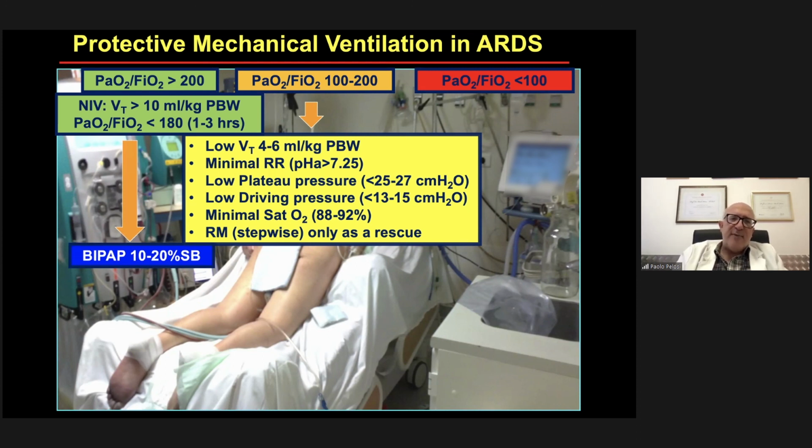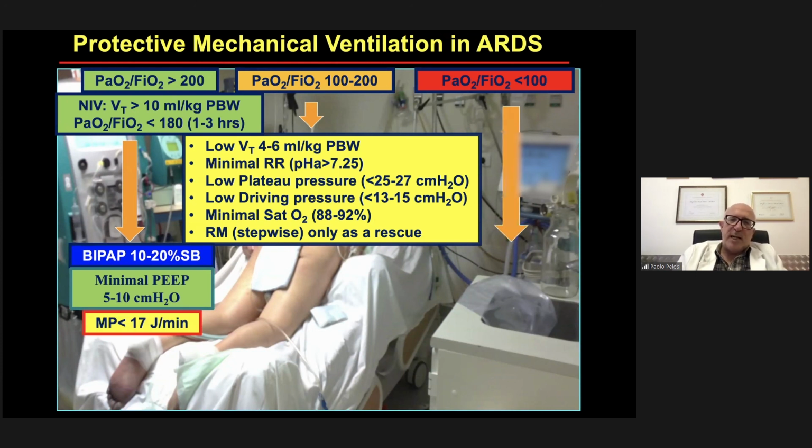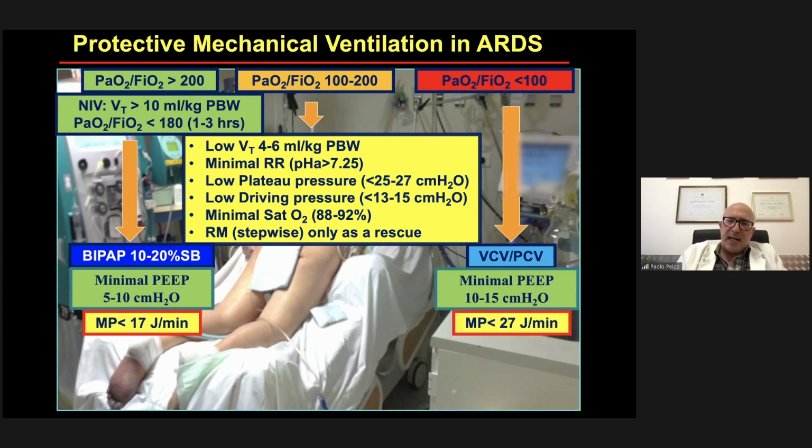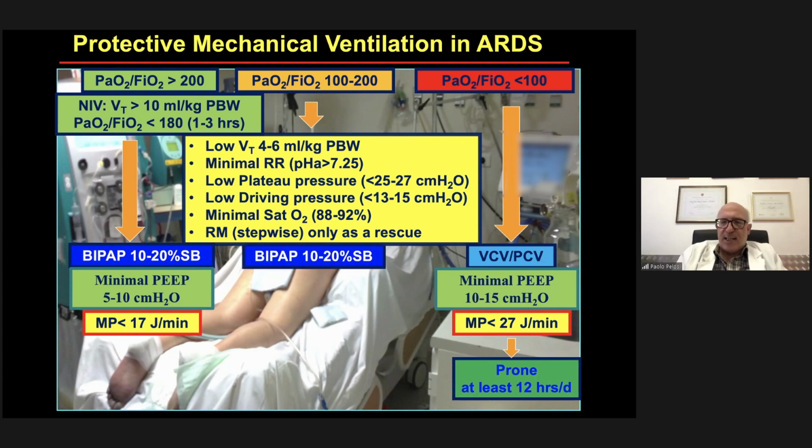In case we need the mechanical ventilation, we should move first towards BiPAP, so assisted ventilation with 10 to 20% of spontaneous breathing, with minimal PEEP setting and maintaining mechanical power below 17 joules per minute. If the patient is more severe, of course, we have to use a little bit higher level of PEEP, but we need 10 to 15 centimeters of water, maintaining mechanical power as much as possible below 27 joules per minute, and use immediately prone position for at least 12 to 16 hours a day.